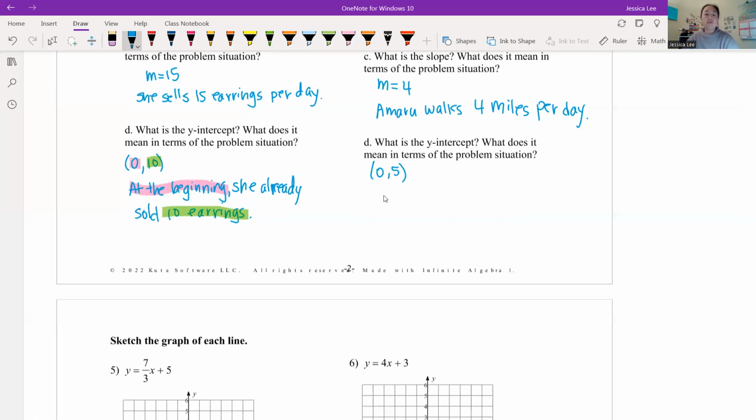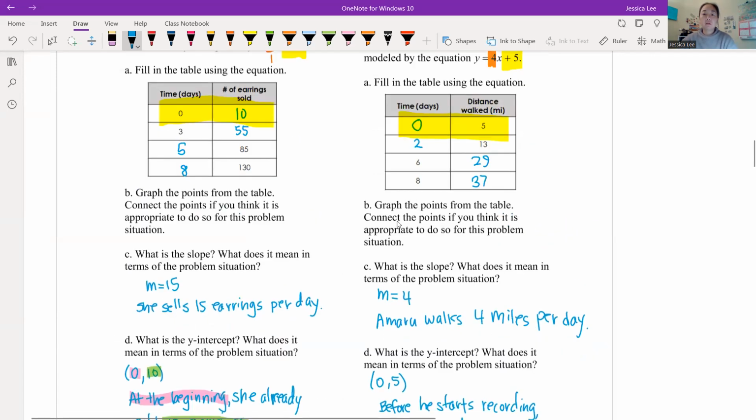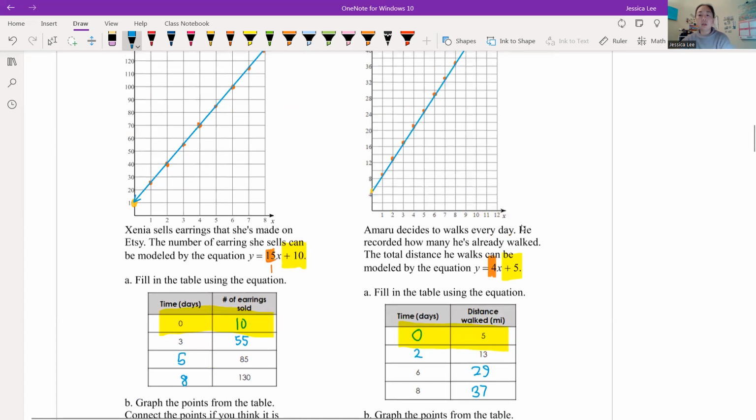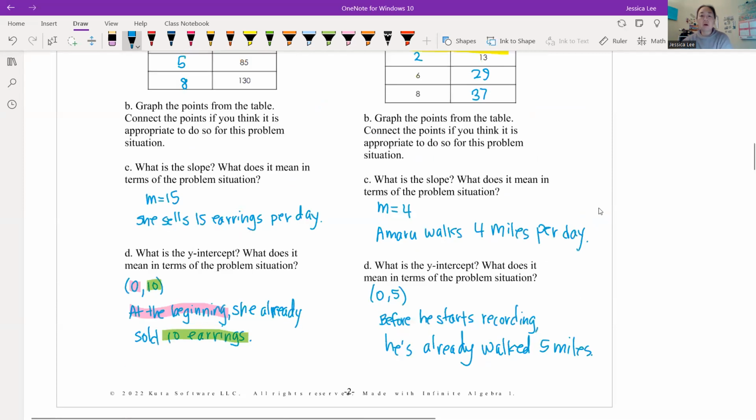So you can say, before he starts recording, right, because that's the 0, he's already walked 5 minutes. Okay, there we go. And see, because it says he records how many he's already walked. So we're recording how many he's already walked.